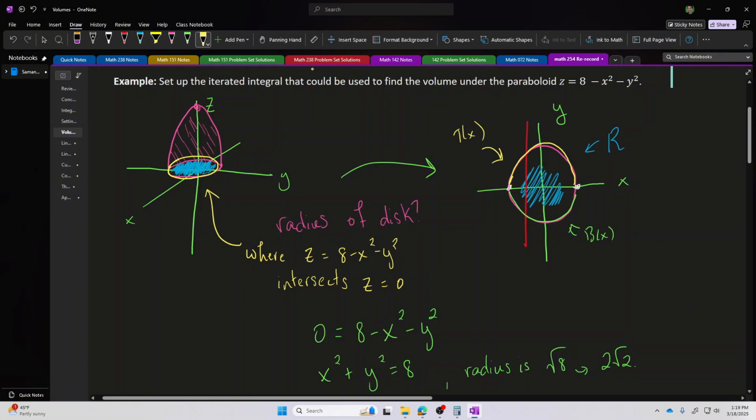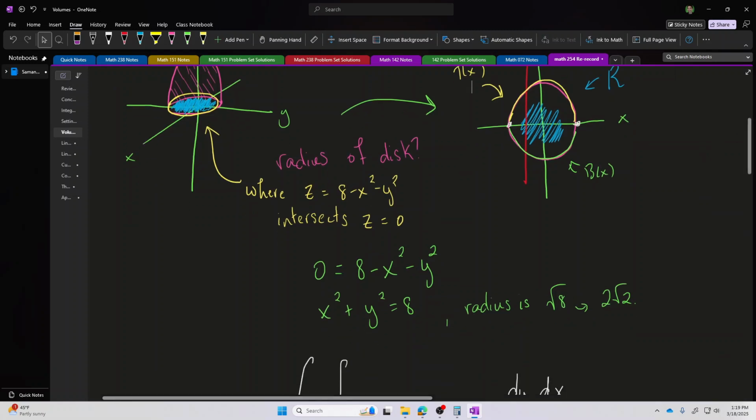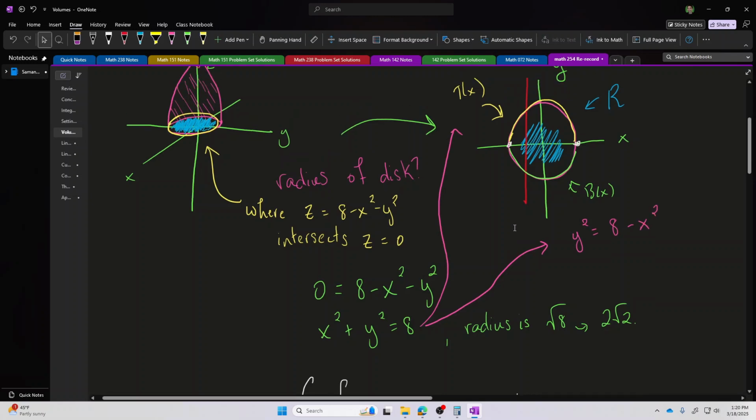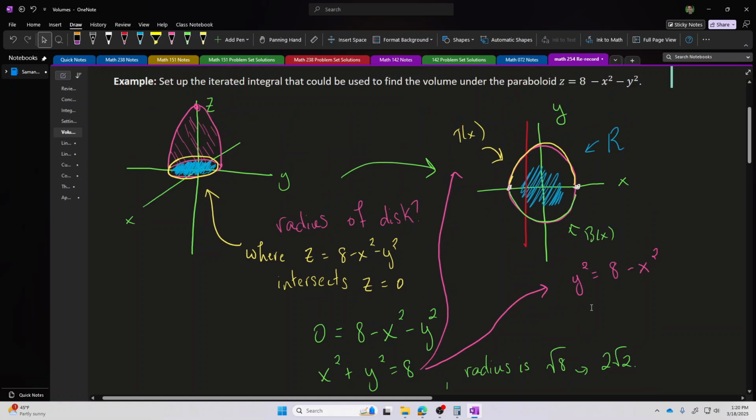So now I just need to find the formulas for the bottom half of this circle and the top half of this circle. And for both of those purposes, I can use this equation for the circle that we found earlier, that x squared plus y squared is equal to 8. I can solve this for y, starting by subtracting x squared from both sides, and then I can apply a square root to this equation.